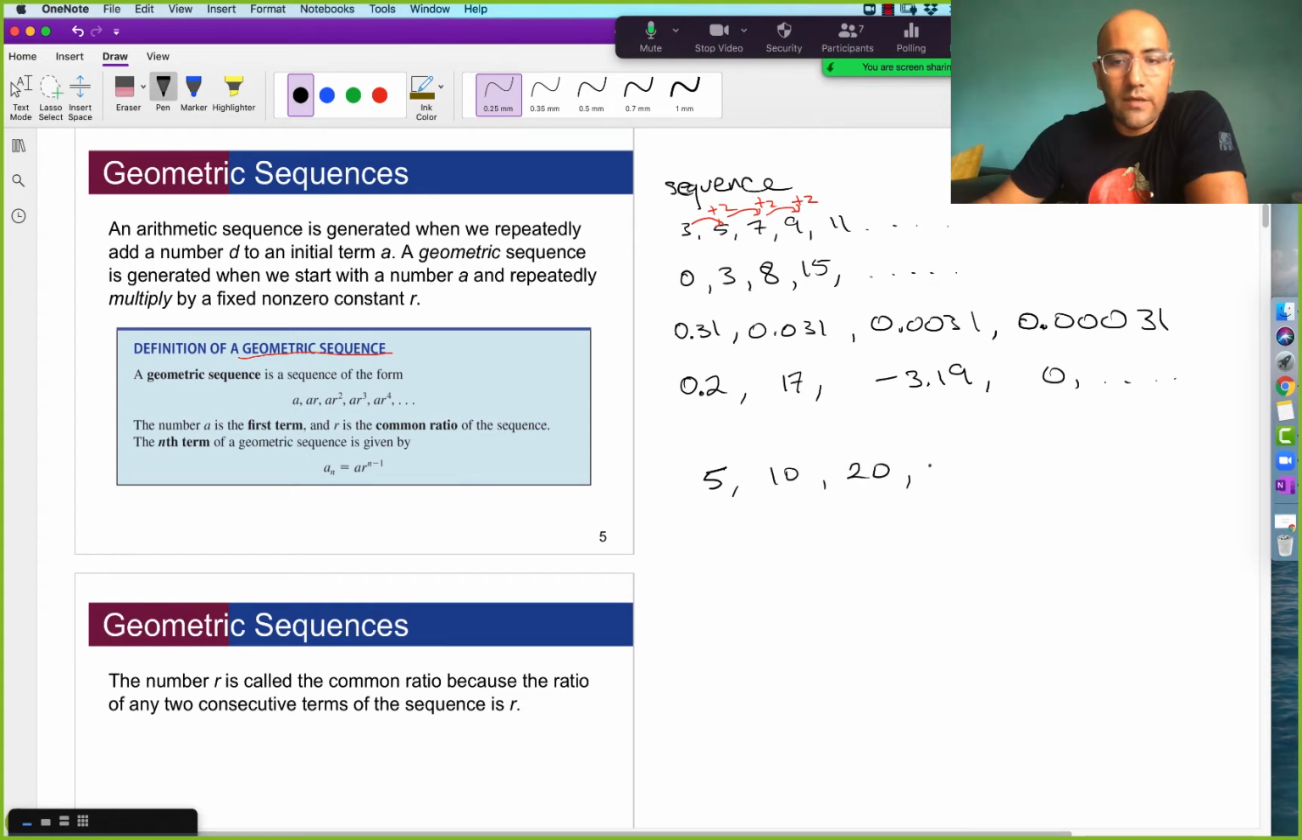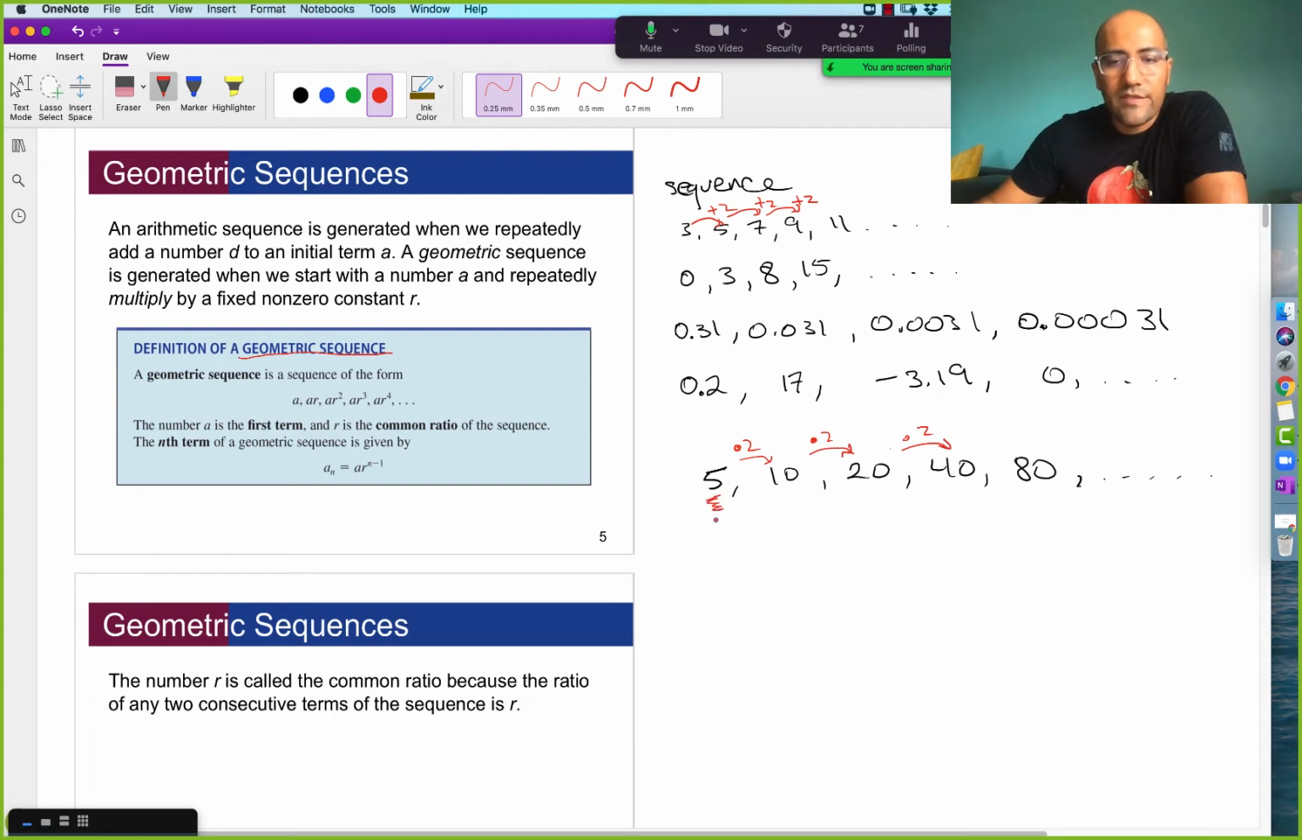If we multiply by 2, we get to 40. Multiply by 2, we get to 80, and so on and so forth. Good? So to get from one term to the next, we multiply times 2 to get from there to there, right? And multiply again by 2 to get from there to there. And then we multiply again by 2 to get from there to there, right?